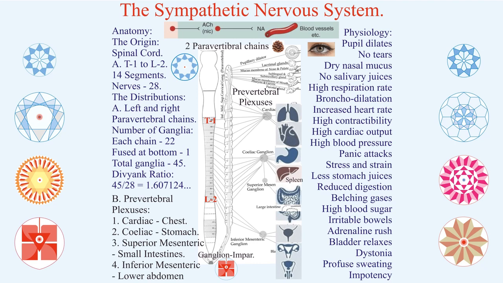Then coming to the stomach, juices are less, digestion is defective, reduced digestion, belching gas, and the pancreas, opposite with sympathetic, will increase the blood sugar level, whereas vagus will reduce blood sugar level. Irritable bowel syndrome is associated with sympathetic overactivity. Adrenal issues also are associated with the adrenal gland and sympathetic system. Bladder relaxation, dystonia, profuse sweating, and impotency. These are other physiological functions of the sympathetic nervous system.